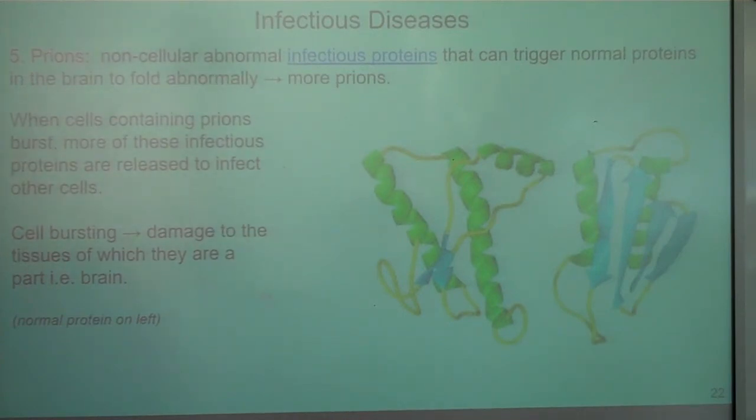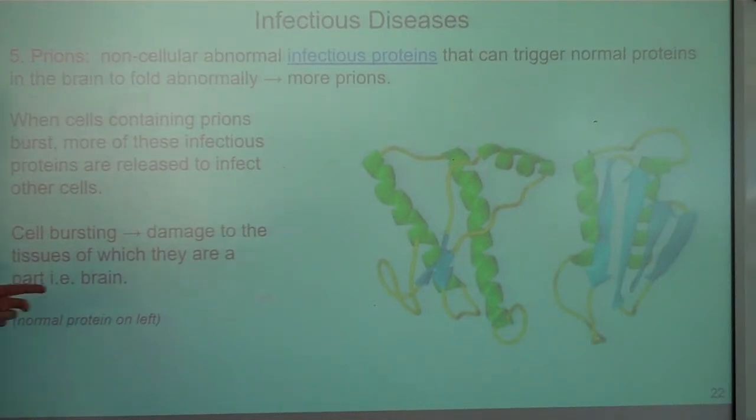And it takes about 20 years for you to show symptoms, but if you are infected, it will kill you. There is no treatment, and we call it mad cow disease, but really what it's doing is destroying your brain cells. So you have holes in your brain. Can't you just kill a bunch of protein? No, you can't. And there is no target for the drug. So when cells containing prions burst, more of these infectious proteins are released and infect other cells.